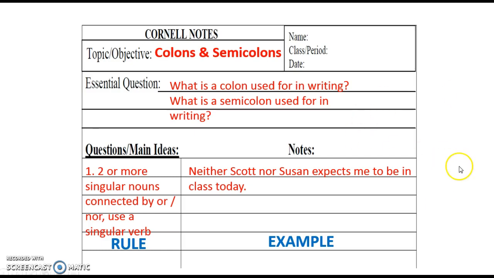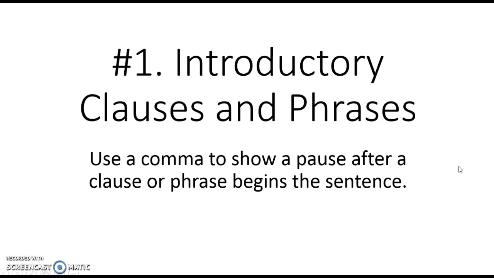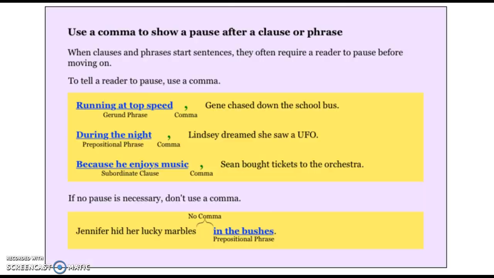So our first thing we're going to talk about are introductory clauses and phrases. The rule there is that you have to use a comma to show a pause after a clause or phrase when it begins the sentence. So let me give you some examples of that. If I were to say something like, running at top speed, Jean chased down the school bus, that's that introductory phrase that we do need a pause after. And those are just those things that you hear naturally to introduce the sentence.